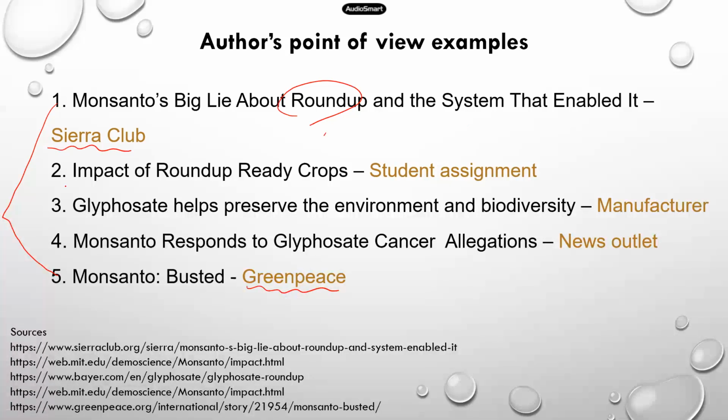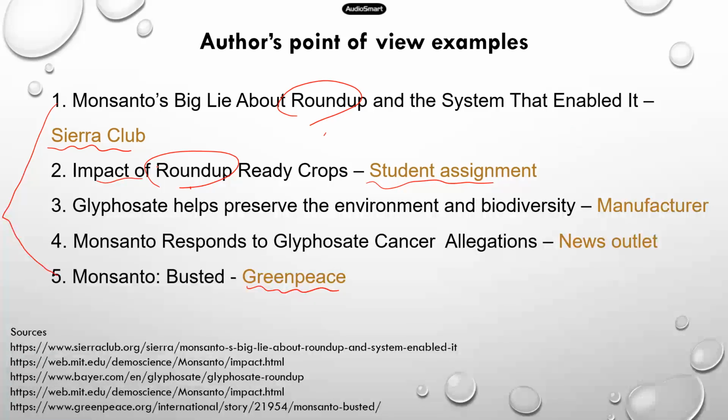Number two, that title is from some student assignment I found online. So these students are asked to do some research on Roundup. So they don't have any bias against it, right? They need to remain objective when they write. They have to gather all the information, positive, negative, all those facts, and put them together to complete this assignment, right? So this is very neutral.